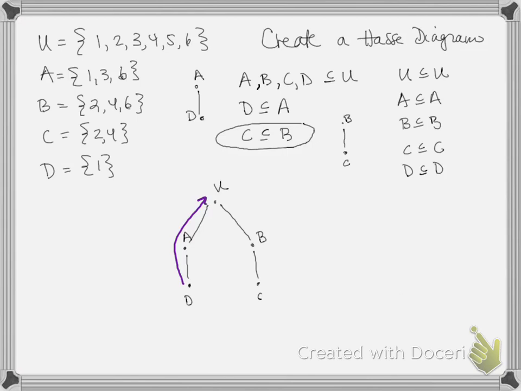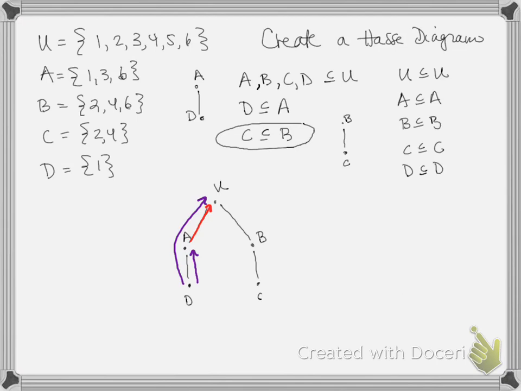So this tells me D is contained in U because going upward you can get to U. D is contained in A, and D is contained in itself. This tells me that A is contained in U because it's upward, and A is contained in itself. Just one more. So let's see.